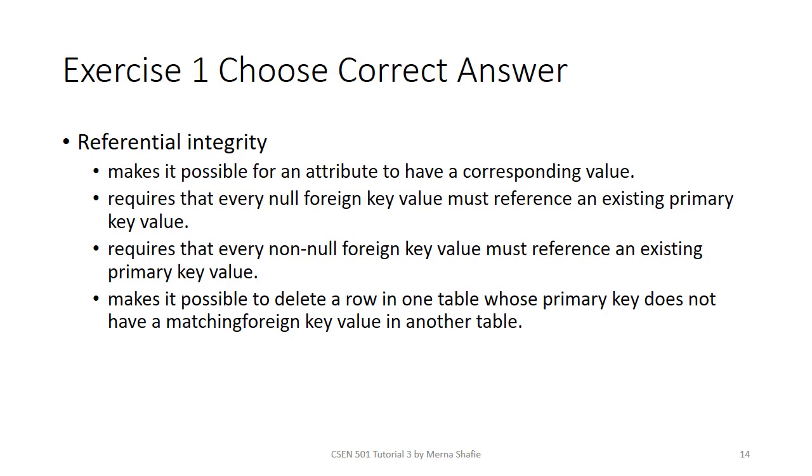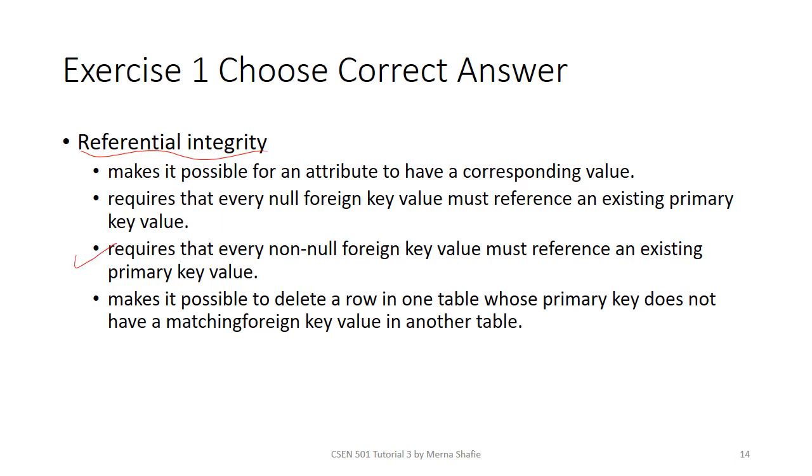Okay, let's choose one of the possibilities to be the correct answer. What is the referential integrity that I have just explained? It makes it possible for an attribute to have a corresponding value, or requires that every null foreign key value must reference an existing primary key value, or requires that every non-null foreign key value must reference an existing primary key value, or makes it possible to delete a row in one table whose primary key does not have a matching foreign key value in another table.